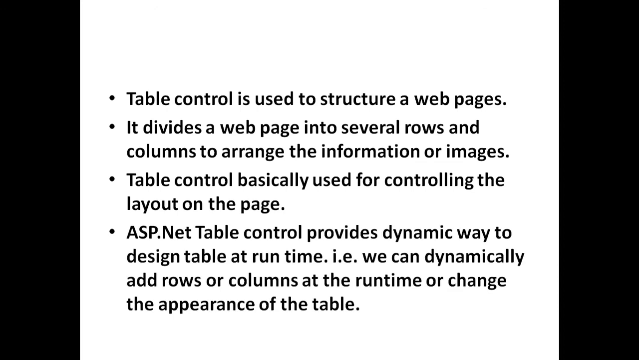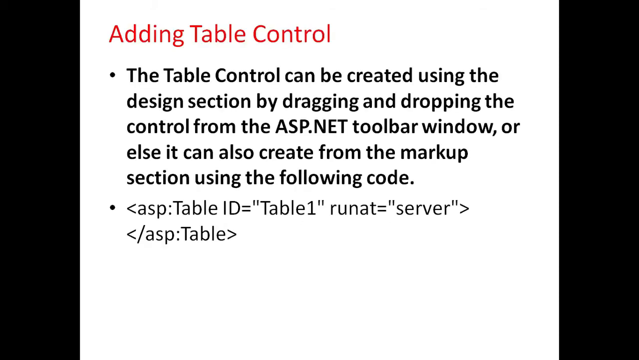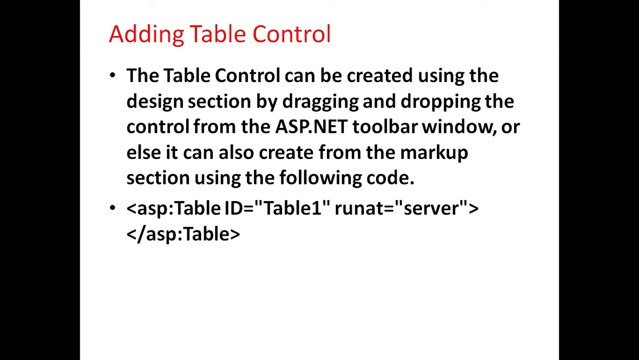ASP.NET Table Control provides a dynamic way to design a table at runtime. That is, we can dynamically add rows or columns at runtime or change the appearance of the table. The table control can be created using the design section by dragging and dropping the control from the ASP.NET toolbar window, or it can also be created from the markup section using the code <asp:Table ID="" runat="server">.